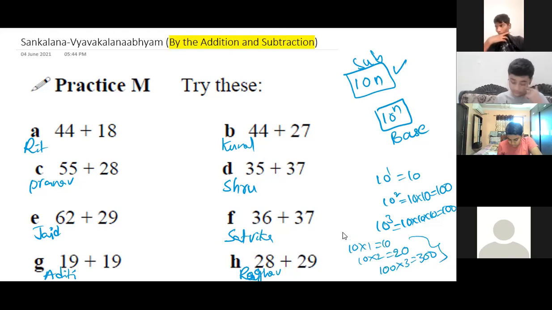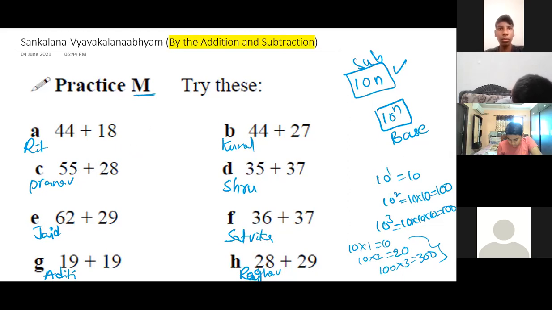Mostly our concentration is on 10 bases and sub-bases only, 10 multiples, in maximum cases. Try to see the approach when we are solving this exercise, then you will understand everything.